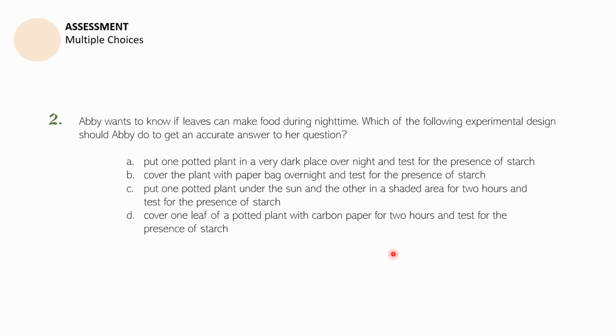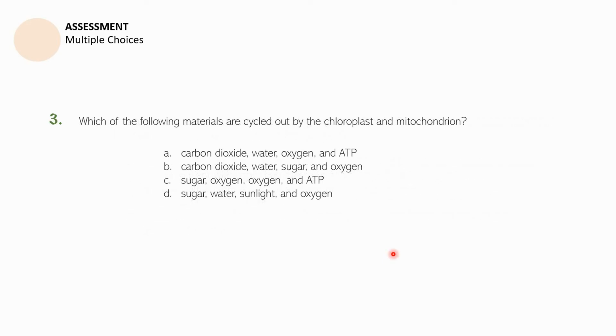If you have decided to continue, that means you are ready for the next question. Question number 3. Which of the following materials are cycled out by the chloroplast and mitochondrion? A, carbon dioxide, water, oxygen, and ATP. B, carbon dioxide, water, sugar, and oxygen. C, sugar, oxygen, and ATP. I'm sorry, that seems to be a mistake. And D, sugar, water, sunlight, and oxygen. You may pause this video if you need more time.